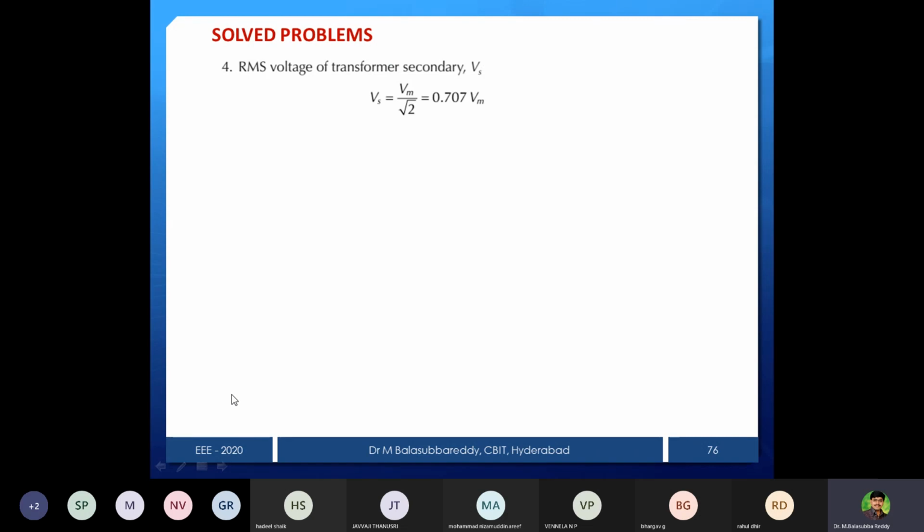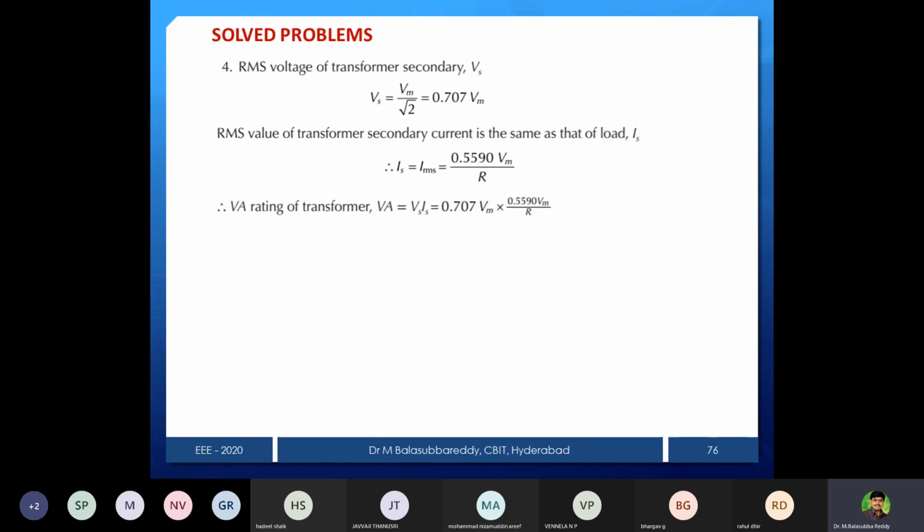Then the fourth one is the RMS voltage of the transformer secondary. As usual, primary voltage is known, you can easily find the transformer secondary, but anyhow supply is not given. You keep Vm as such. Then the RMS value of transformer secondary current, I can represent as VRMS by R, IRMS and Is, both are the same. And then the volt ampere rating, Vs into Is, where Is is equal to IRMS. And then transformer utilization factor, which is PDC by volt amperes. That PDC is nothing but the P out, whatever conventional. So that will give 0.186.